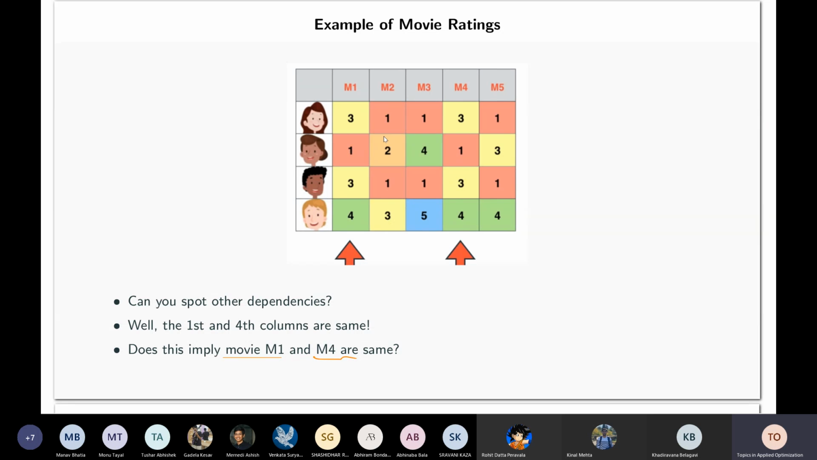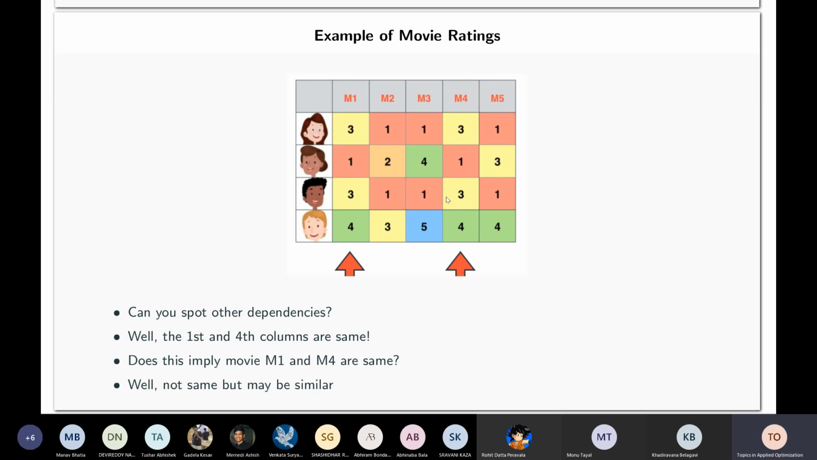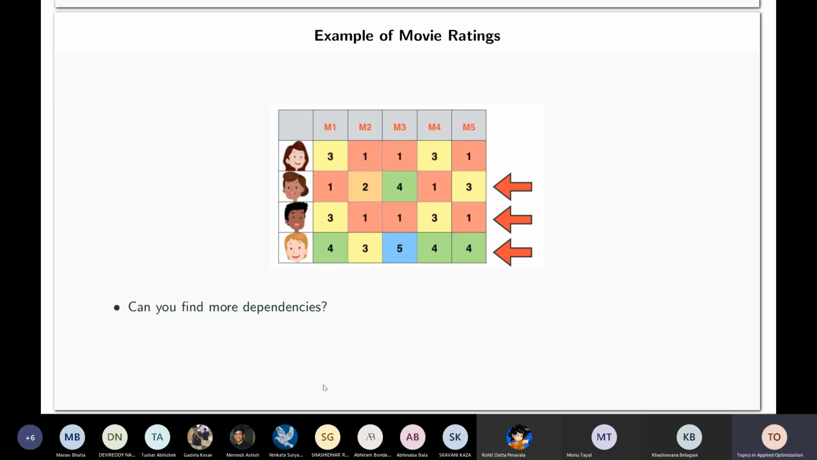So maybe the amount of action here and the amount of action here is the same. Some other feature a movie may have is comedy, so maybe the amount of comedy here and here may be the same. That is why this user is giving 1 weight. Let us say the same amount of things are matching. So the features may be matching, and that may be the reason to explain this. Not the same, but maybe similar. That's the idea. So can we find more dependencies?